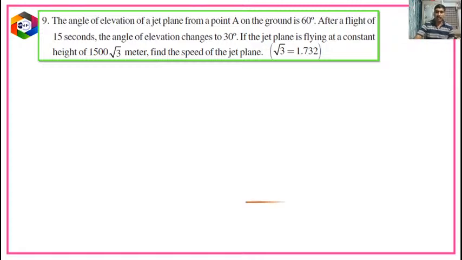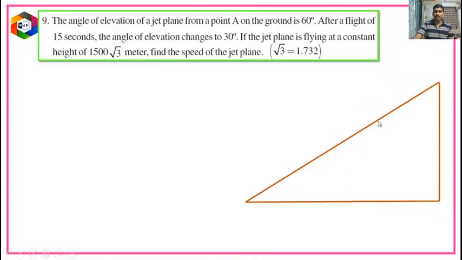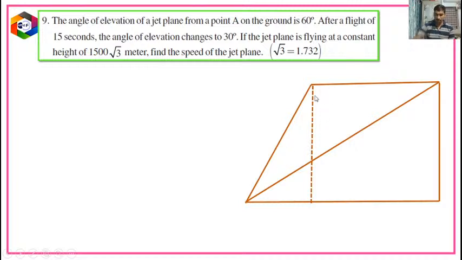So here let us observe that this is the ground and this is the particular point here. Let us think that the jet plane is here. So actually, the diagram, to some extent, the first case, observe children, from here, this is the observation point, clearly observe.